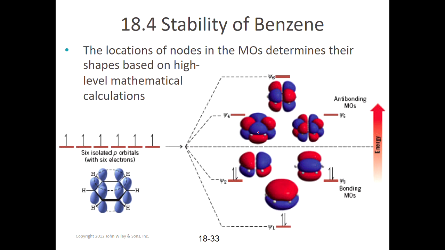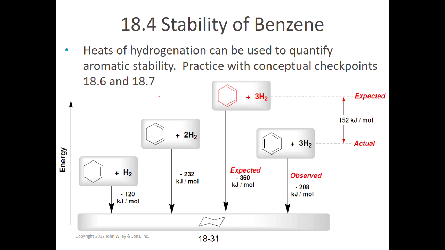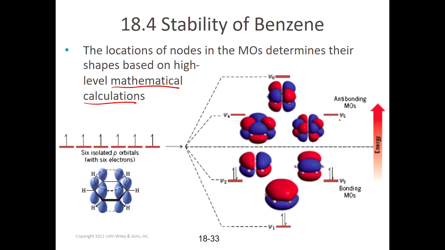So as I said, I don't expect you to predict where the nodes are or the shapes of these. Those are determined based on some mathematical calculations. And those mathematical calculations have to match the experimental energy differences, which they do. So that's why we feel confident in their existence.